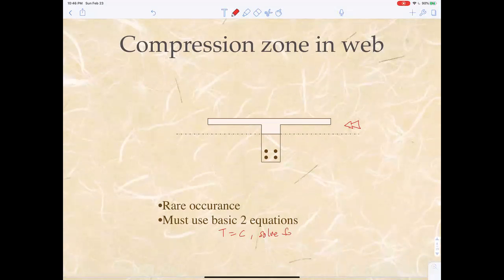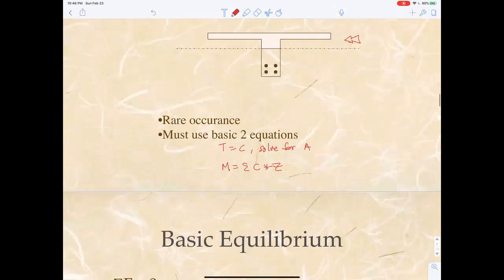T equals C, solve for a. And we're going to do M, instead of T times z, we're going to do C times z and sum, because the compression zone will have two pieces to it. And so let me explain that.